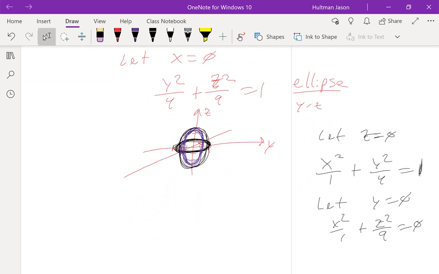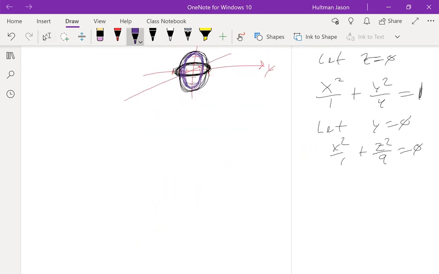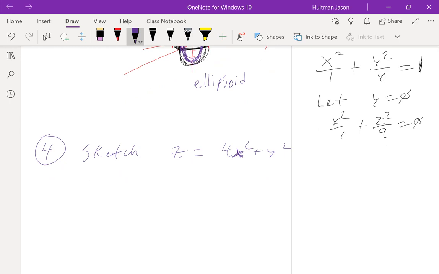Okay, what about this guy here? Let's sketch this guy. We'll call this number 4. Sketch z is equal to 4x squared plus y squared. This is a quadric. Oh, this guy is called an ellipsoid, by the way. Why? Because it's just made up of ellipses, like a football, you know, just a squashed ball. What about this guy? What's this guy going to look like?